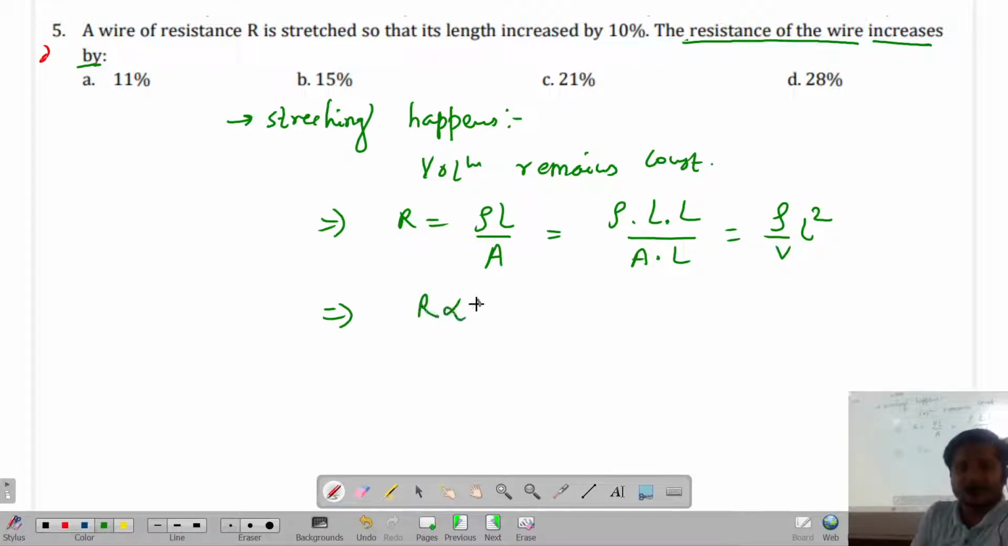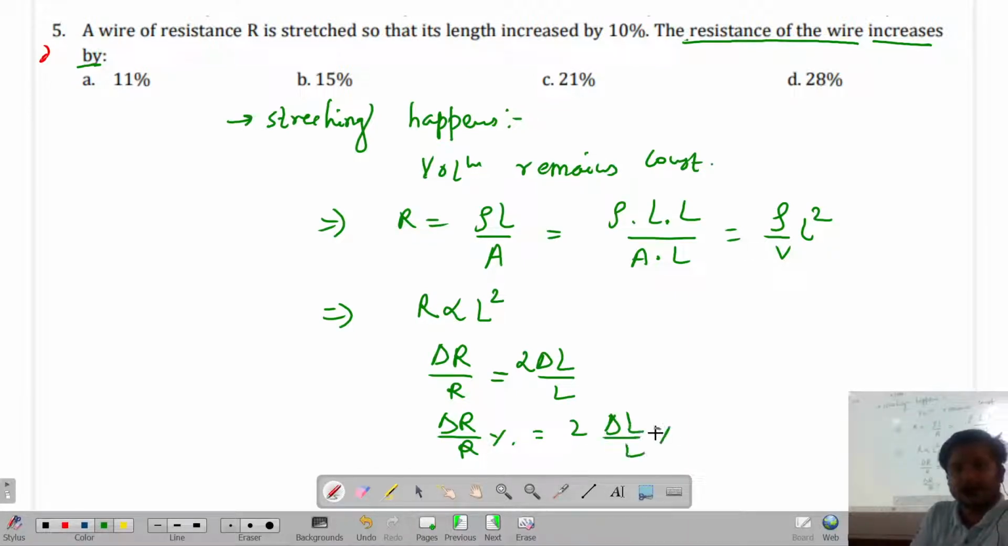Resistance is directly proportional to L square if you stretch the length. I can take the differentiation: delta R by R can be written as twice of delta L by L. Now, delta R by R percentage is equal to twice of delta L by L percent. Yes or no?